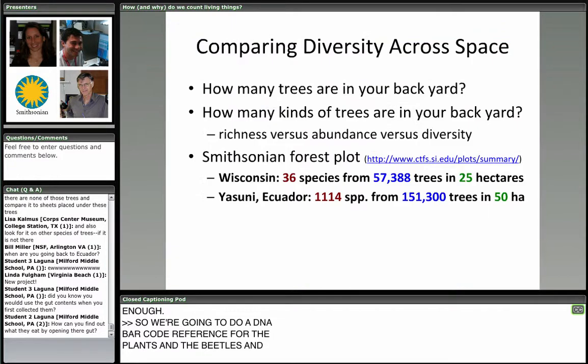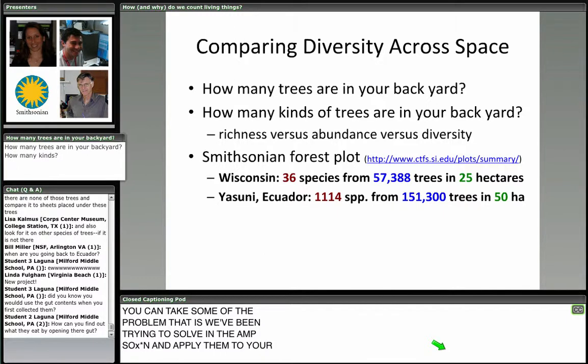Okay, in the last few minutes, I want to throw out some thought exercises for you guys of how you can take some of the problems that we've been trying to solve in the Amazon and apply them to your backyard. So I want you to think about how many kinds of trees are in your backyard and how many individual trees are in your backyard.